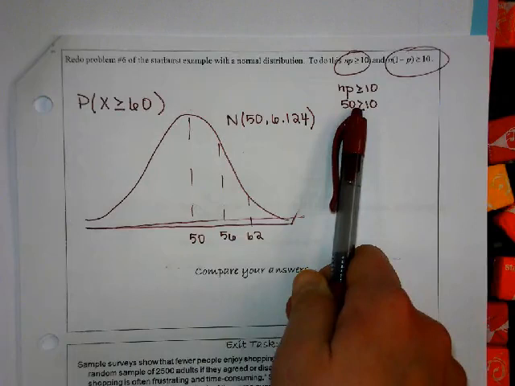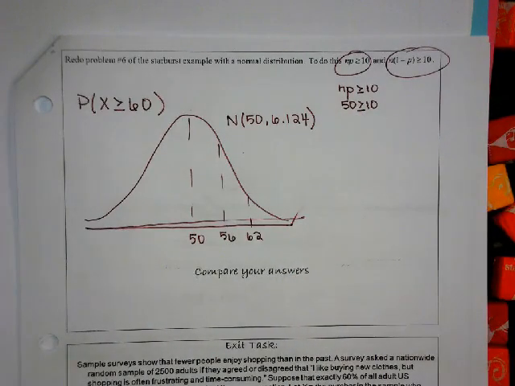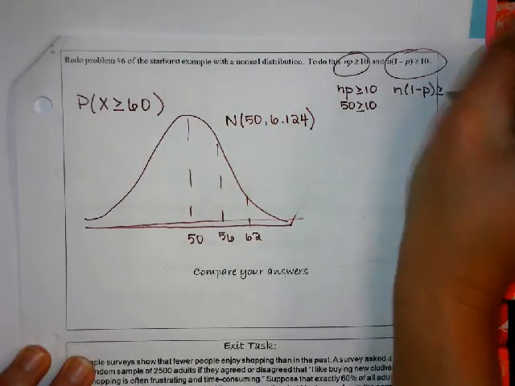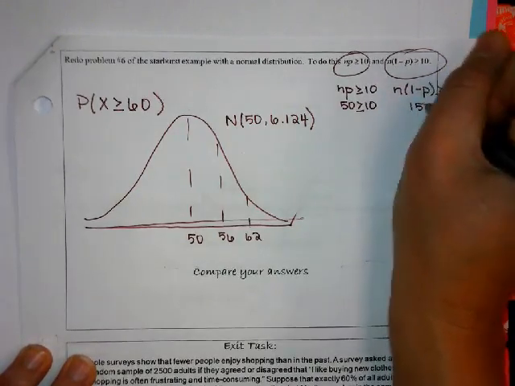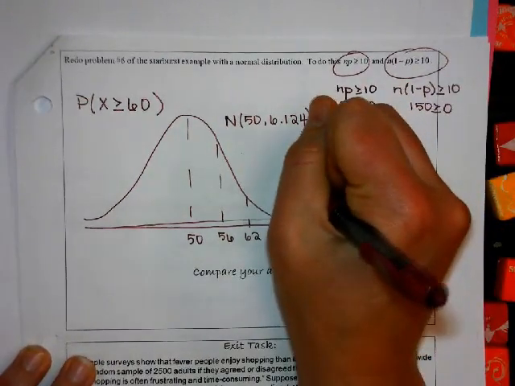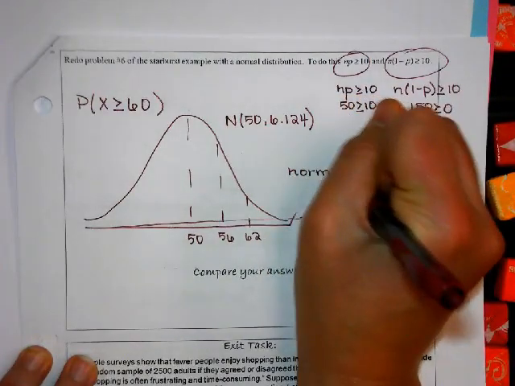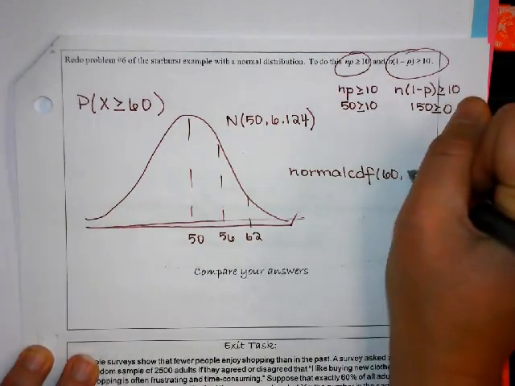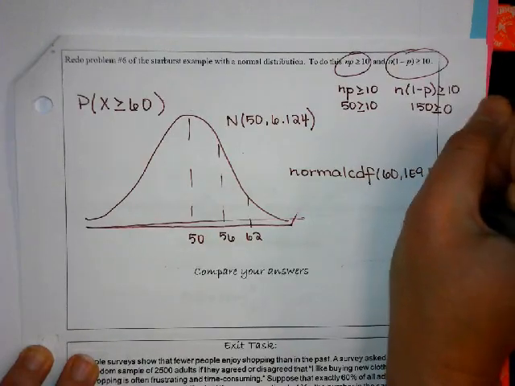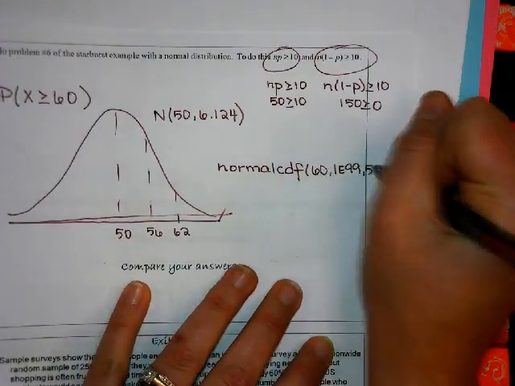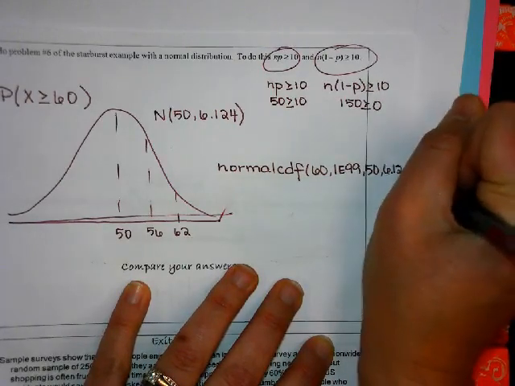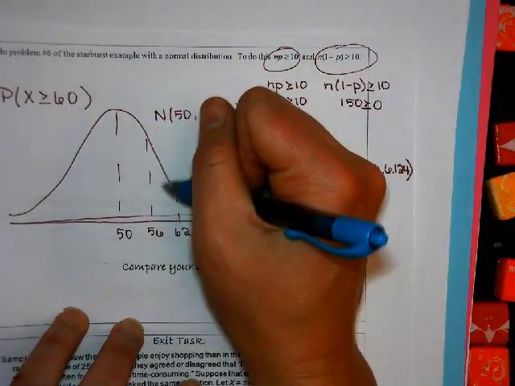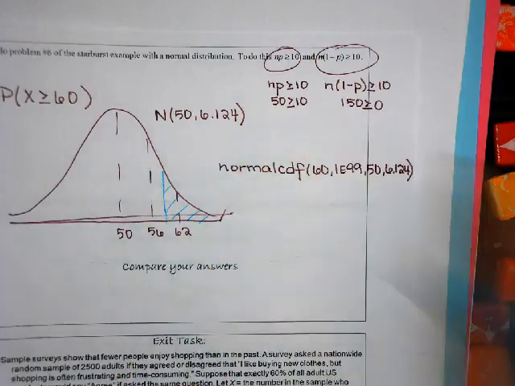So if we use normal CDF, the probability that we get 60 or more strawberry flavors, we don't have an upper bound, so use a really big number. And 60, by the way, would be here-ish. And we're looking at that area. Really big number, 50 for the mean, 6.124 for the standard deviation. We get 0.0513.